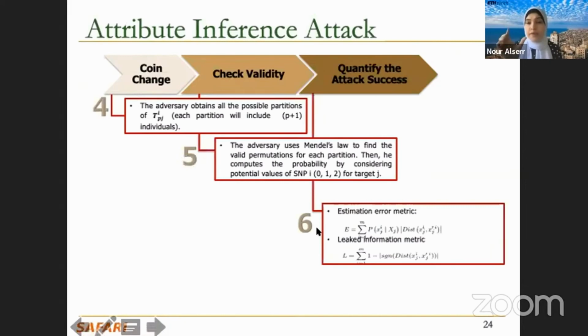And how do we quantify the success of the attack? We compare the value the adversary can infer with the correct, original value we have. Based on that, we can say, okay, he was correct in 90% of them, or he has some estimation errors of, let's say, 30%. Also, we can calculate how many positions leaked. For example, if we are considering 100 SNPs, how many out of these 100 he could infer correctly. So these are the metrics we use.